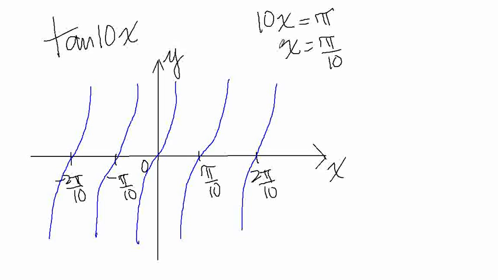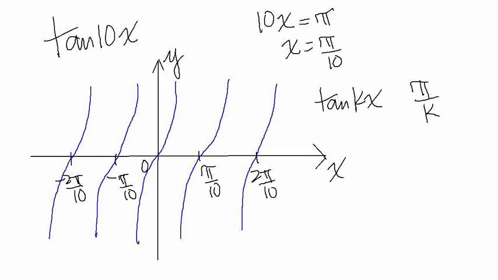Okay, now if you were to do an analysis of how different coefficients in front of the x affect the period, you would notice that the period of the tangent of kx is pi over k. Okay. Now, however, I don't necessarily require you to memorize that, because you can simply derive it on the spot like I did using similar reasoning. Okay?